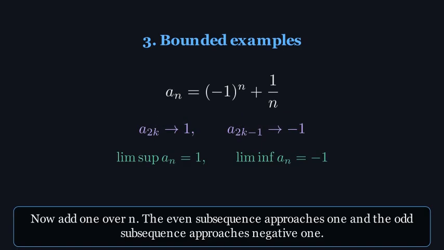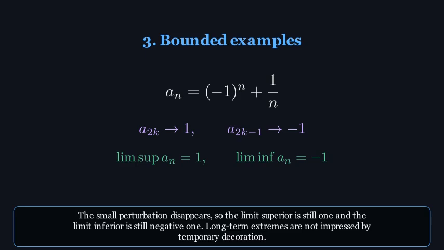Now add 1 over n. The even subsequence approaches 1 and the odd subsequence approaches negative 1. The small perturbation disappears, so the limit superior is still 1 and the limit inferior is still negative 1. Long-term extremes are not impressed by temporary decoration.